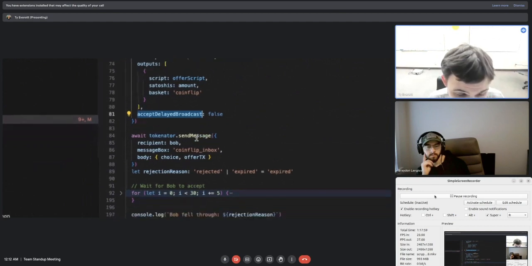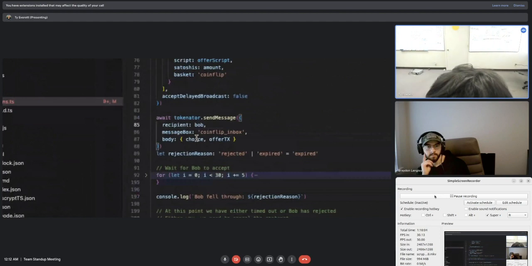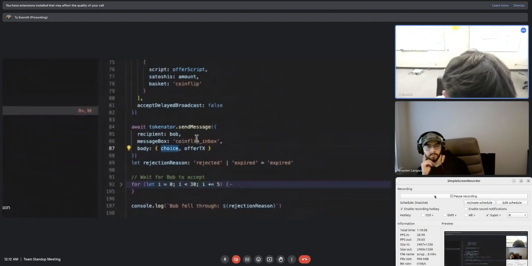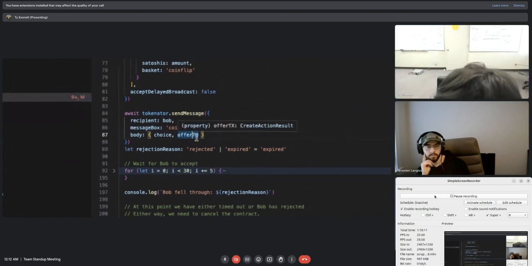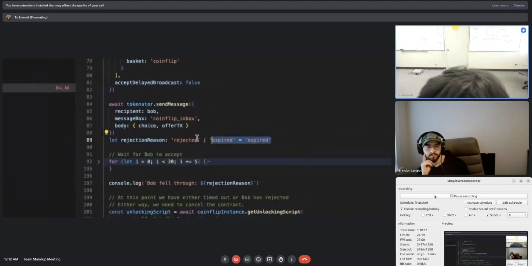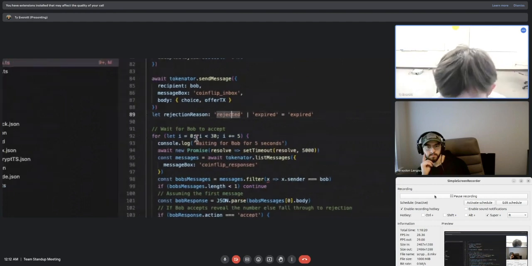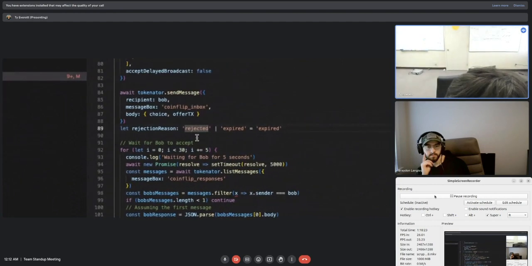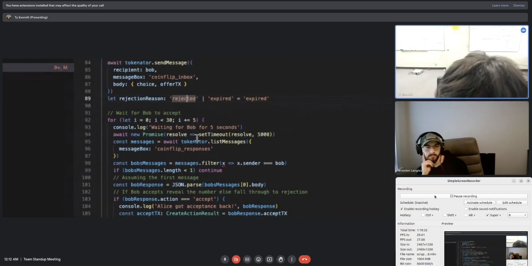Then we send it off to Bob and we say, hey, Bob, I'd like to challenge you. Here's a challenge transaction. It includes the choice that I chose, just for the UI, for cosmetics. And then here's the actual transaction itself. Then we say rejection reason is either expired or rejected. We skipped over this for loop, but let's open it up now. For let i is zero, as long as i is less than 30 seconds, we're going to wait for Bob for 5 seconds.